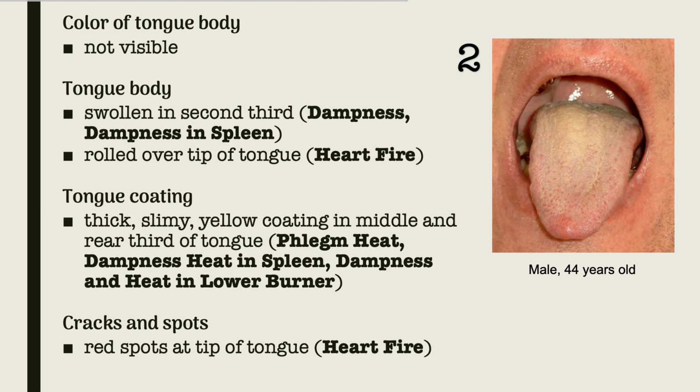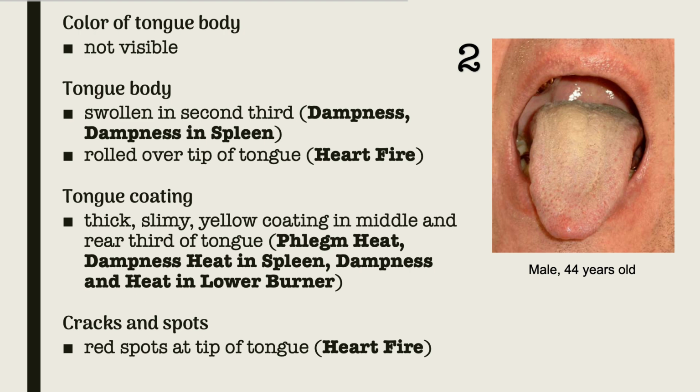Next, we look at the tongue of a 44-year-old male. The color of the tongue body is not visible. We notice swollen tongue body in the middle third, which represents dampness in the spleen, and the rolled over tip of the tongue, pointing to heart fire.